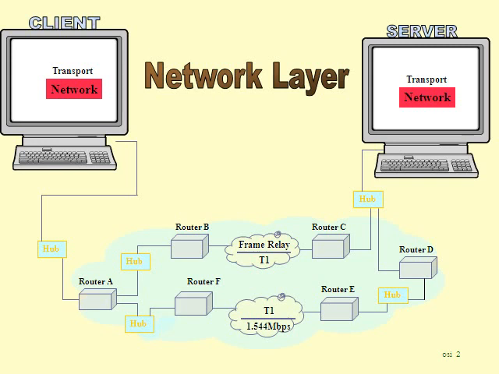Now, remember, at the network layer is IP. So when you're talking about the Open Systems Interconnect model, the network layer is related to routing, the movement of information from the client there to the server.